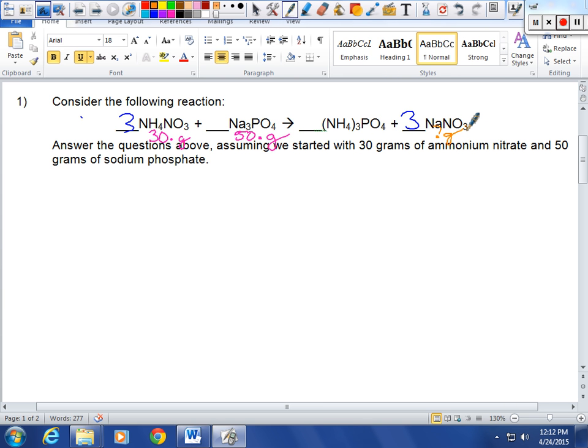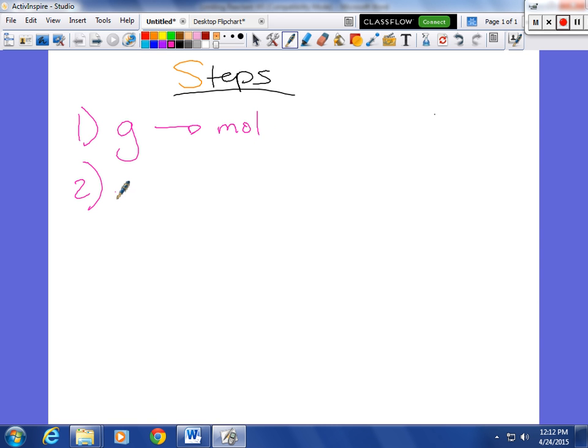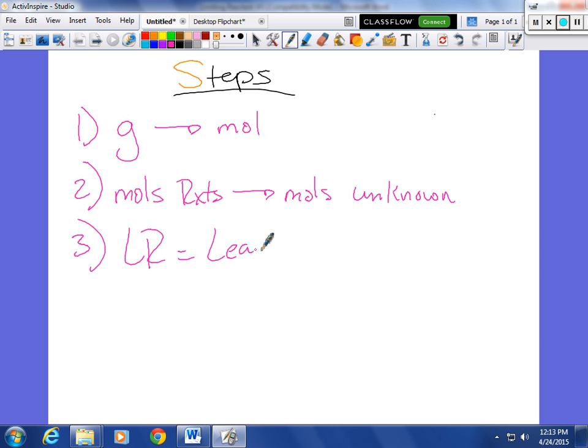So that's our problem. You also wrote steps down, and I'm going to rewrite these steps today. All right, so steps, ignore the orange. I don't know why that happened. Step number one is we're going to go gram to mole. Step two, we're going to go moles. And how did y'all write it? Moles of given to moles of unknown. Is that what y'all wrote? Oh, that's right. Moles of reactants to moles of unknown. I can't remember exactly how I said it yesterday. And then finally, the easy step is number three. The LR is the least number.